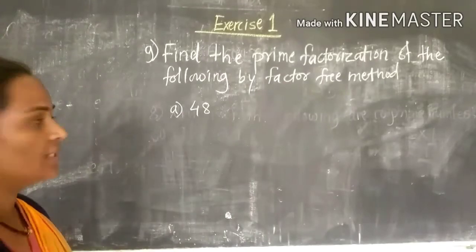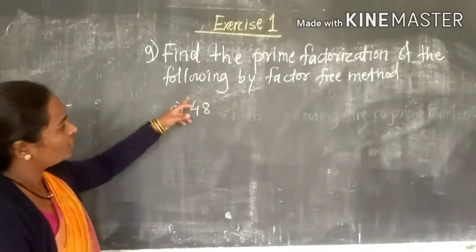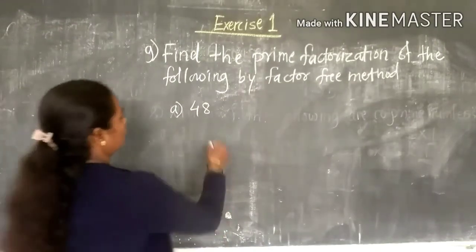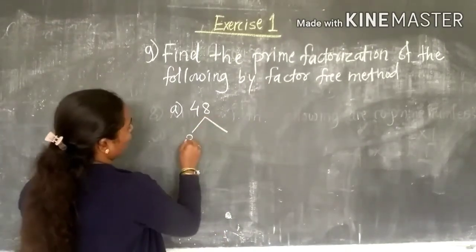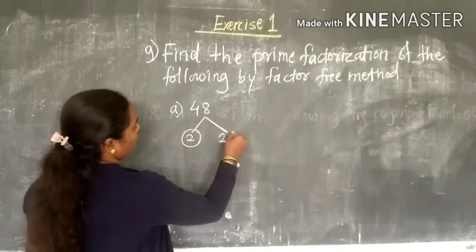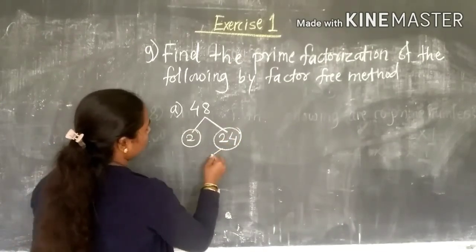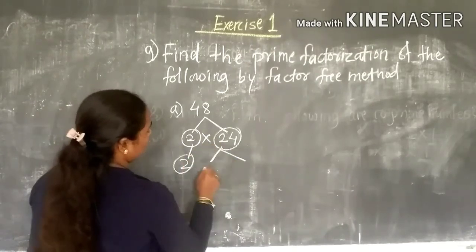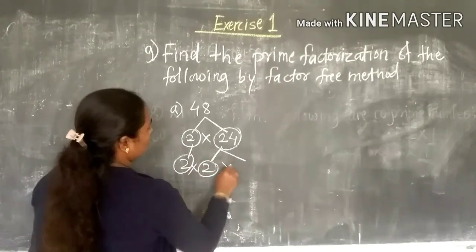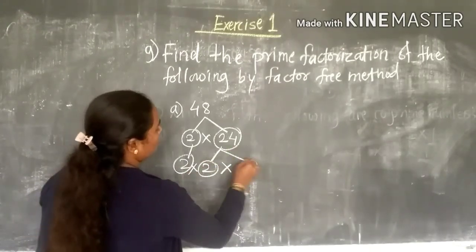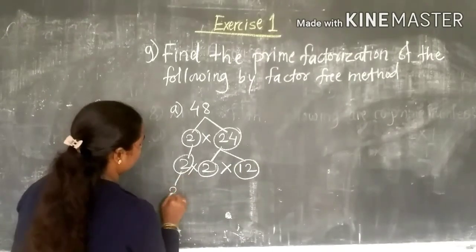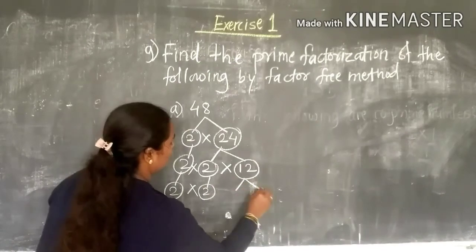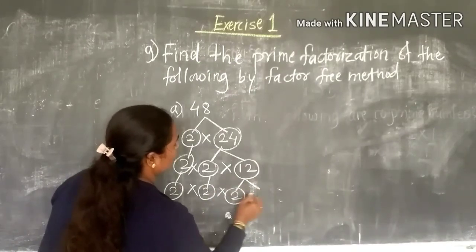Let's see the next question: find the prime factorization of the following by the factor tree method. First is 48. Just see this 48. 2 2s are 4, 2 4s are 8, 2 1s are 2, 2 2s are 4. The next, 2 6s are 12.